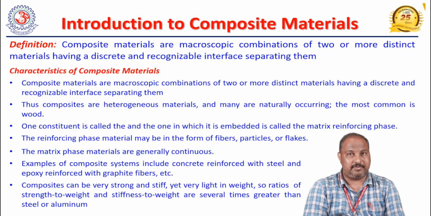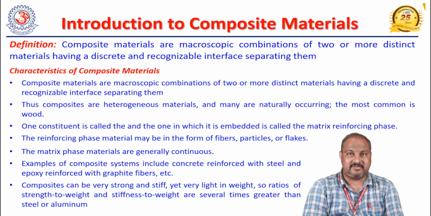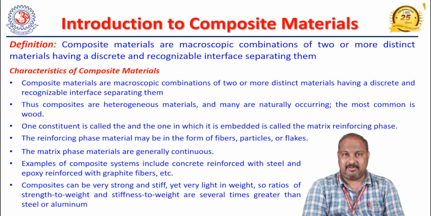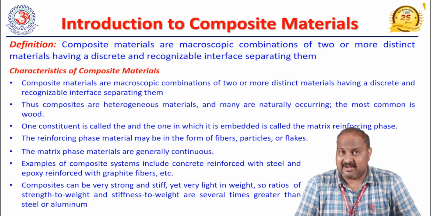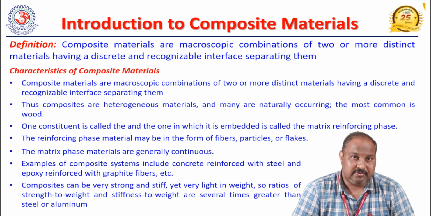Composite materials are a macroscopic combination of two or more distinct materials which have a discrete and recognizable interface separating them. This is what the ASM Handbook says. Basically, composites are heterogeneous mixtures of two or more different materials, whereas alloys are a microscopic combination of two or more elements. Because of that, alloys are like a mixture, solid solutions, mostly homogeneous. That's the major difference from composite materials.